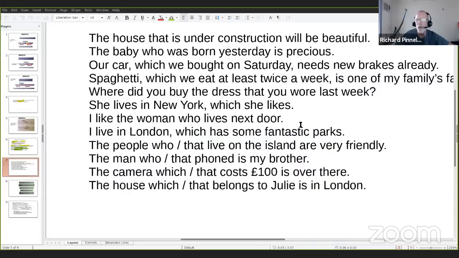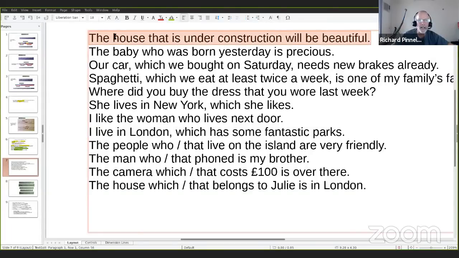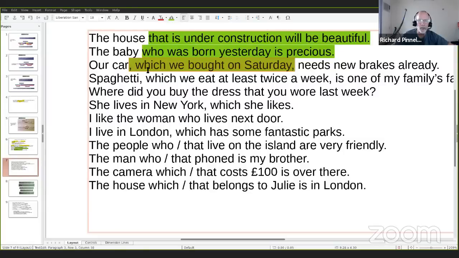Some more examples, basically. I'll just read the examples. The house that is under construction will be beautiful. So I'll just highlight the relative clauses. The baby who was born yesterday is precious. Our car, this is non-defining. The first two were defining. Our car, which we bought on Saturday, needs new brakes already.